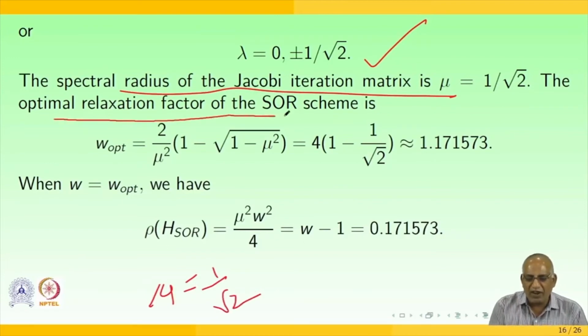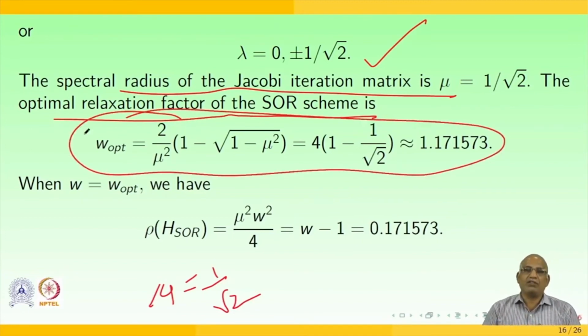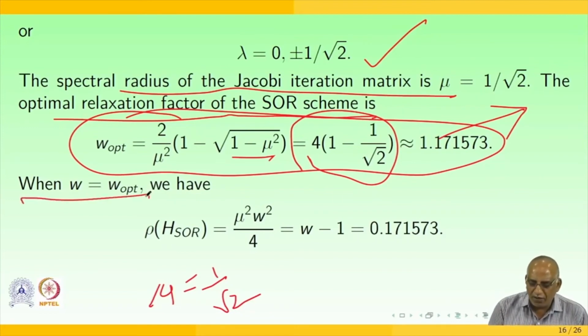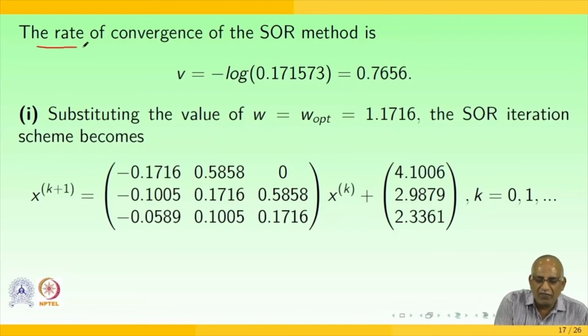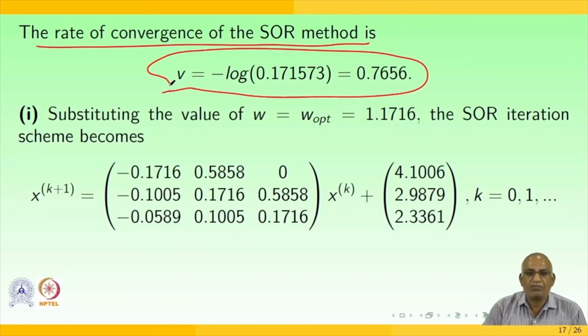The optimal relaxation factor of the SOR scheme, W optimal, will be like this after the computation. That is 2 over mu squared times 1 minus the square root of 1 minus mu squared, which turns out to be 4 times (1 minus 1 over root 2). So ultimately it would be 1.171573. When W is equal to W optimal, we will have rho of H SOR like this. The rate of convergence of the SOR method is V equals 0.7656.